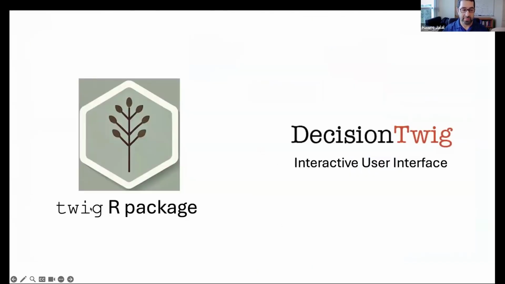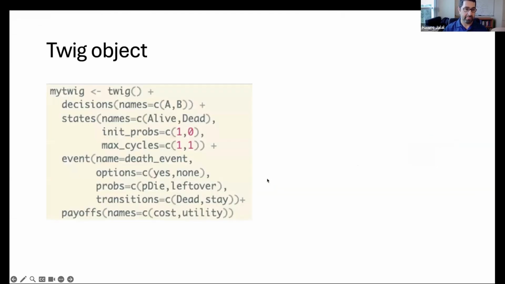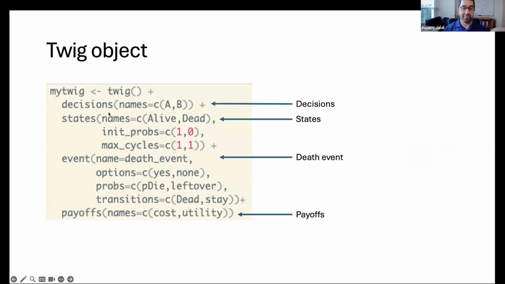I'll talk a little bit about the Twig R package and also the Decision Twig user interface. Both are available online. The Twig object is coded very similar to the grammar of graphics, the ggplot and tidyverse packages. So it defines that you can have layers. You can have the decisions, where the names are your states. These are the Markov health states, for example, life and death, the initial probabilities, the maximum cycles, and then you have your events.